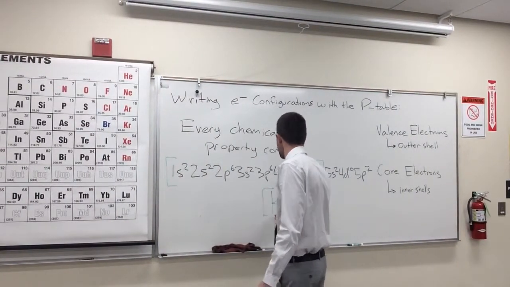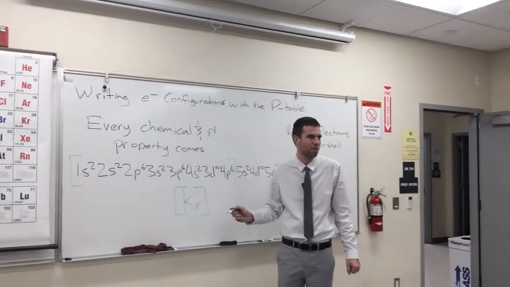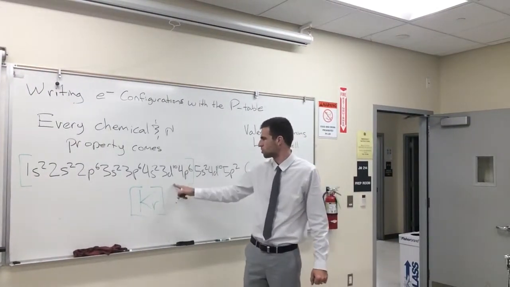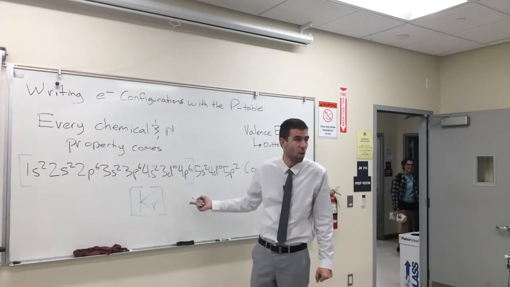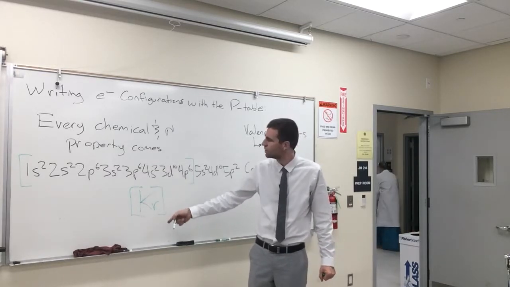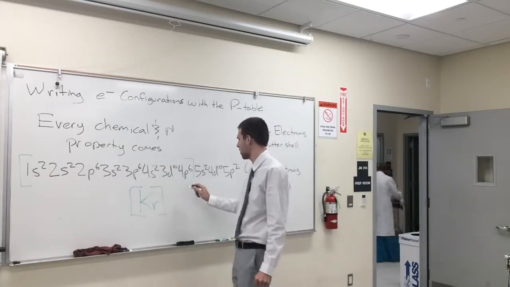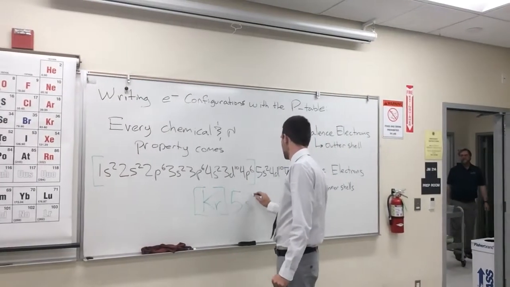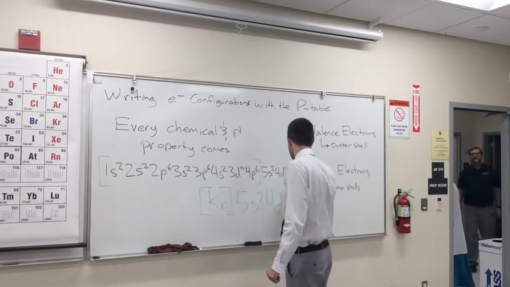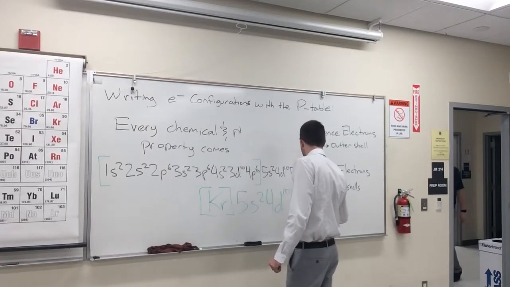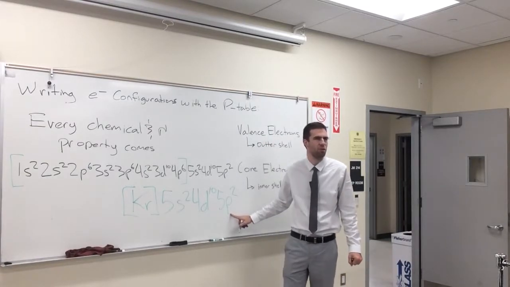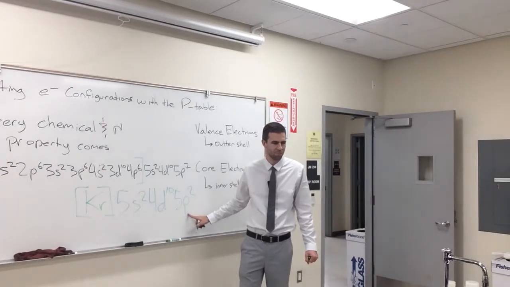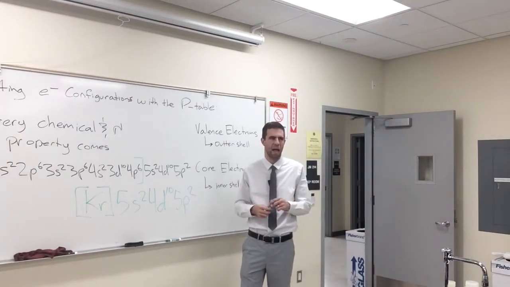So let's make our lives way easier and use what we call the shortcut method. I'll just use krypton to represent it. Did I skip anything? Technically, no. I just represented all these electrons with the noble gas, and then I will put 5s2, 4d10, 5p2. That is the shorthand way of doing this electron configuration. Make sense? All right. So finish those up.